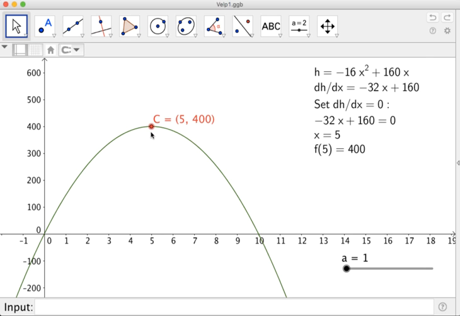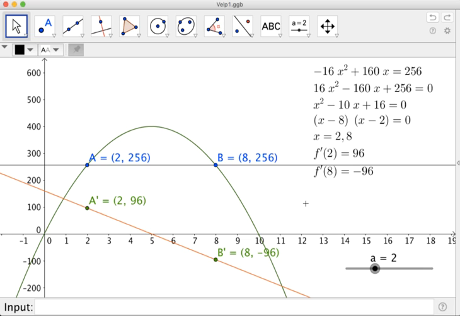We can figure out the highest that the rock goes by finding the point right here, which has an x coordinate of 5 and a y coordinate of 400, which means it took 5 seconds to reach the height of 400. We can calculate that by setting dh/dx to 0, which gives us negative 32x plus 160 equals 0. x is equal to 5. We plug 5 into the equation and get that the height at x equals 5 is 400. This is recognizing that the slope at this point will be equal to 0, which is why we set our first derivative to 0.